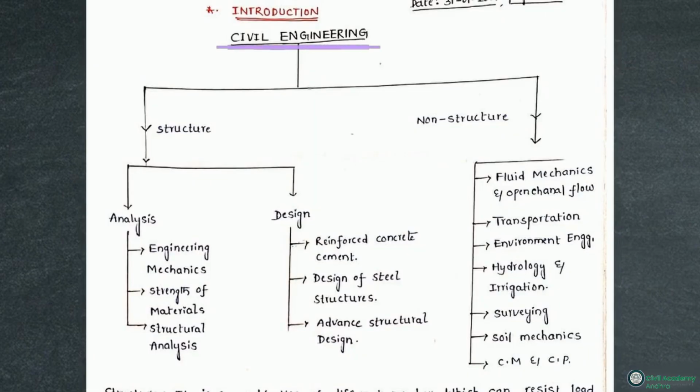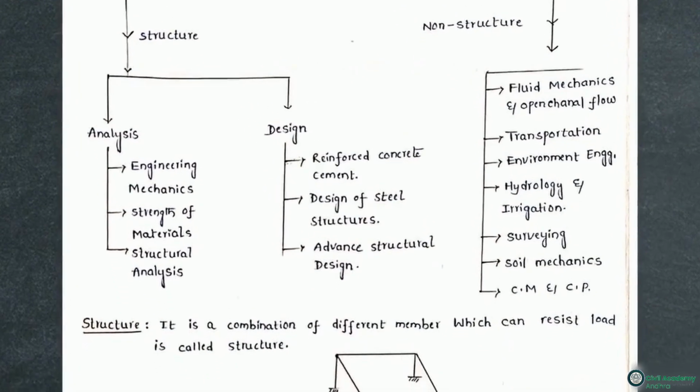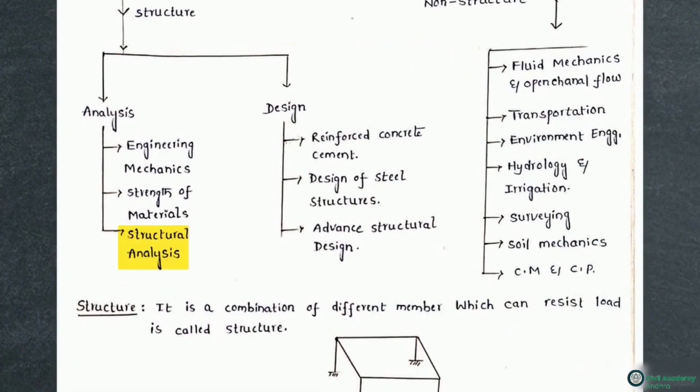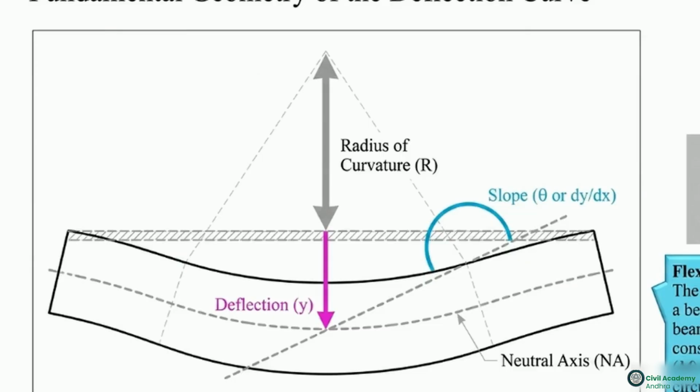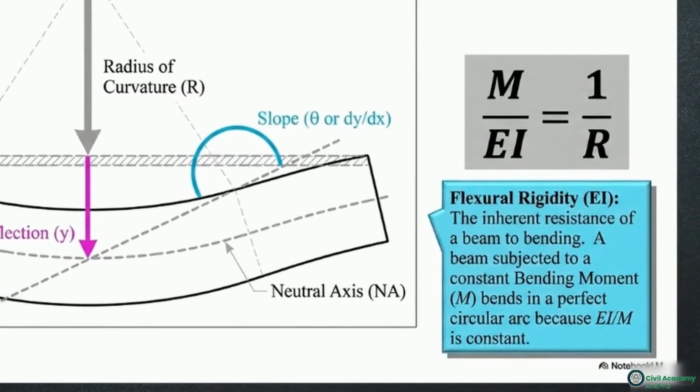Civil engineering relies on our ability to predict how structures behave under stress. Specifically, the branch of structural analysis allows us to calculate exactly how a beam will resist loads and deform over time. A beam subjected to a constant bending moment bends into a perfect circular arc, defined by its radius of curvature, r. Looking at the formula on the right, flexural rigidity, or EI, represents the beam's inherent resistance to bending.